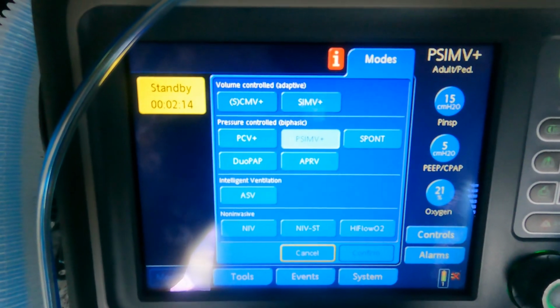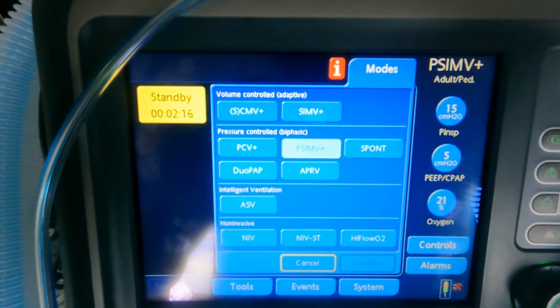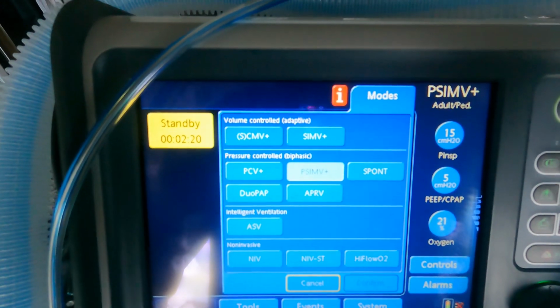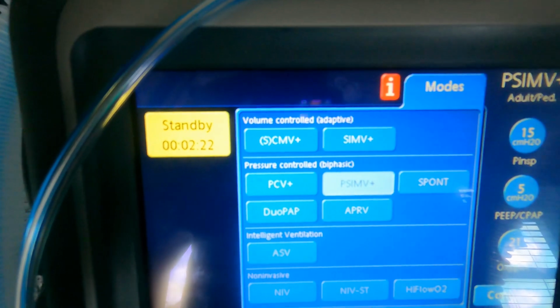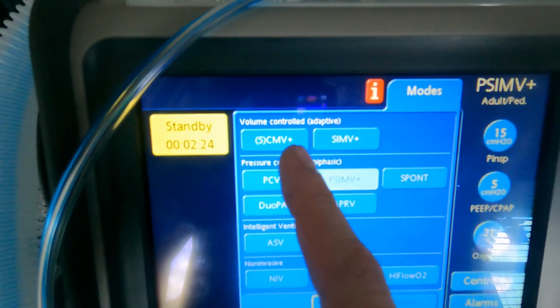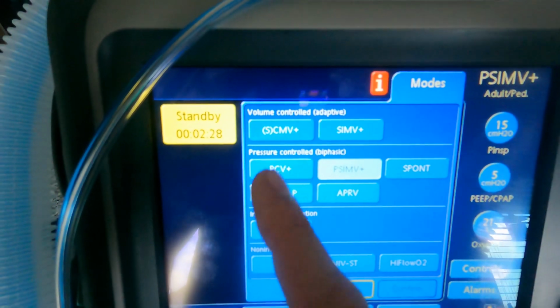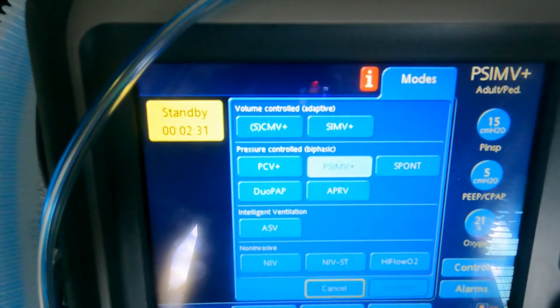First off, if your patient is greater than a year old or the patient does not have lung disease, then you have a few different options, but primarily you're going to be using a volume mode, which would be these top two. So we have SCMV plus, which would be like what we know as assist control. And then we also have SIMV plus.